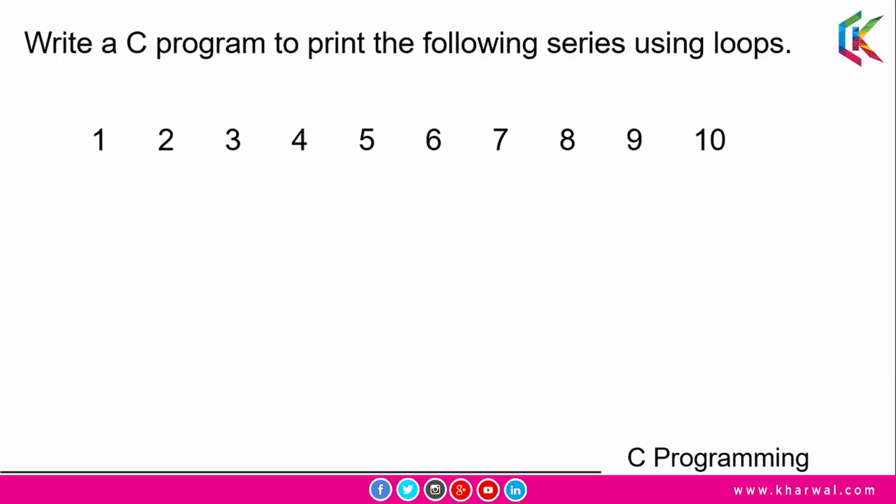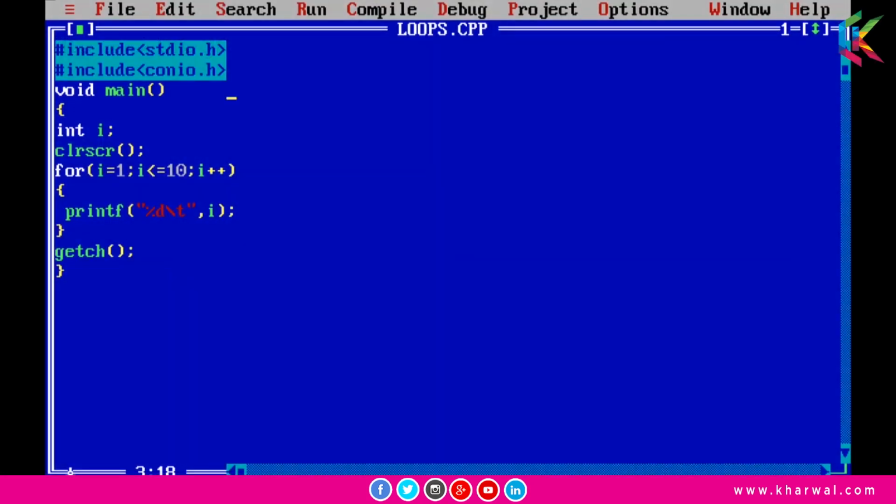So guys, first of all we are going to print this series by using loops. Now let me open up the Turbo C++ compiler. In this program we will print a series that will start from 1 and end at 10. I have declared an integer variable I and assigned 1 to this I in the for loop, and then I am using the condition I less than equals to 10. So this loop will print the value of I until this condition becomes false.